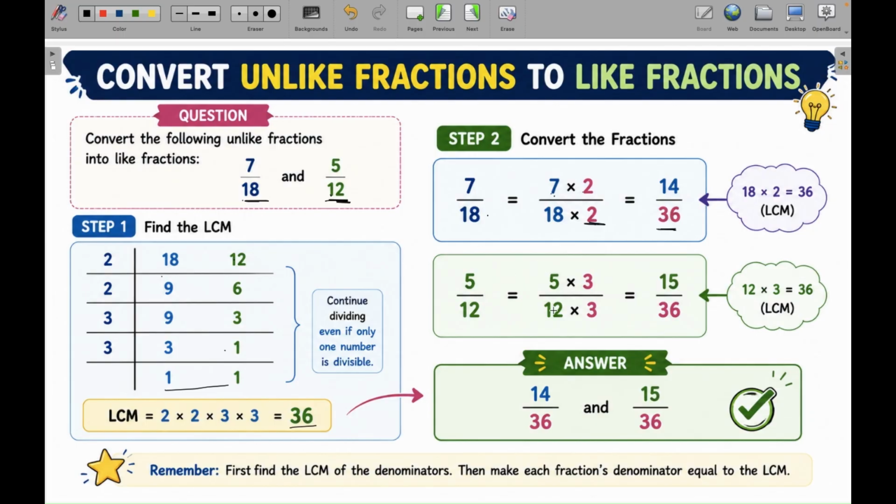Similarly, 5 by 12, we need to have 36 in the denominator. If I multiply 12 by 3, I'll get 36. So I'll also multiply the numerator by 3, which is 5 times 3. So I'll get 15 by 36.